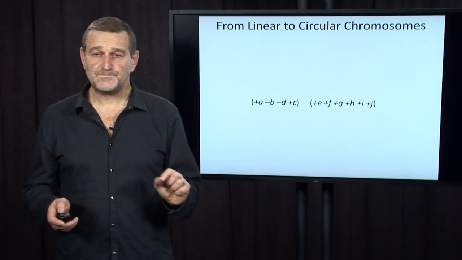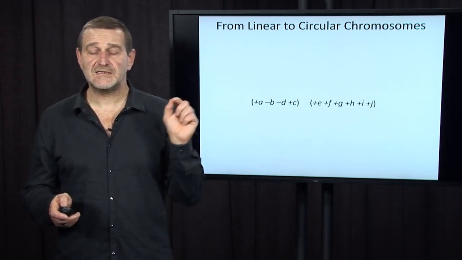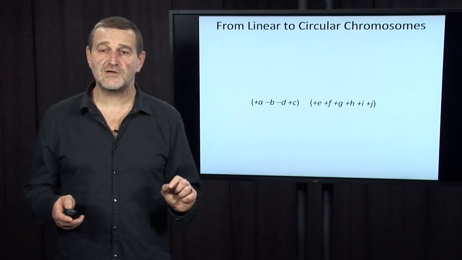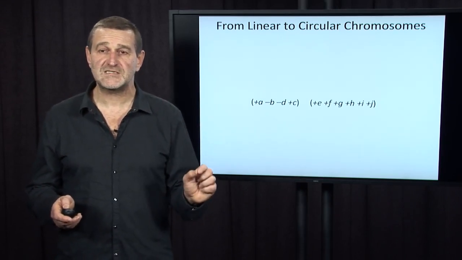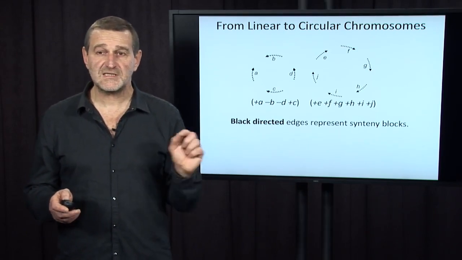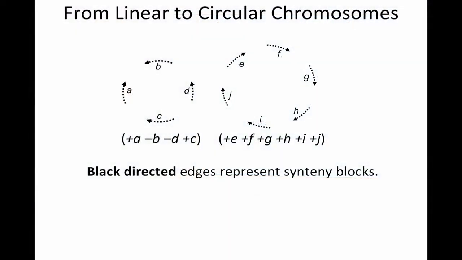So now we will look at the cyclic genomes, in this case a genome with circular chromosomes consisting of 2 chromosomes, and we will arrange blocks in these chromosomes as directed black edges. For example, plus A, minus B, minus D, plus C will be arranged as 4 edges with corresponding orientation of these edges along the circle.